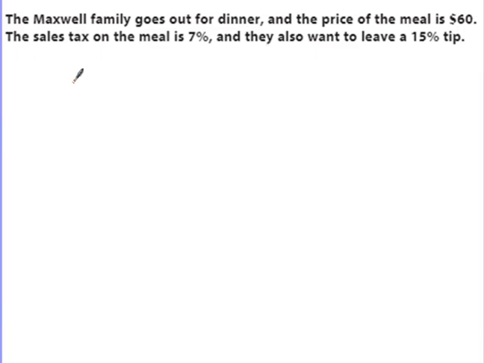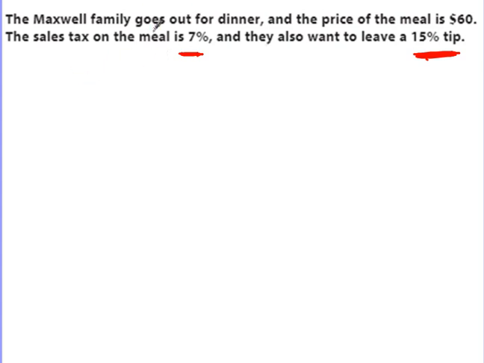Sometimes you're going to have to do two different markups. So when you go out to dinner, the price of the meal was $60 for the Maxwell family. That was just the price of all the food. Then they have to add the sales tax markup. Then they also have to leave a 15% tip. The tip is generally left after the final bill with the sales tax.